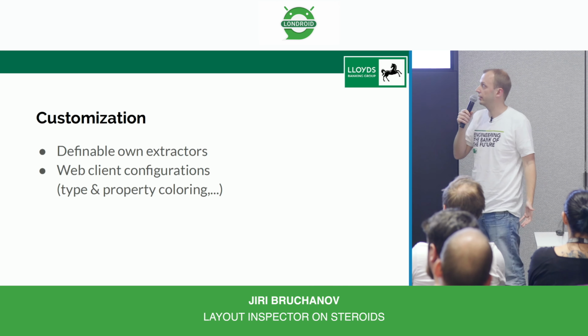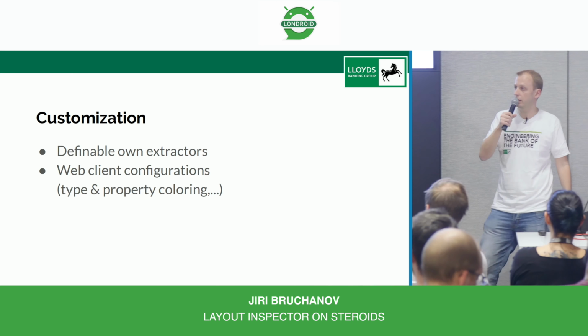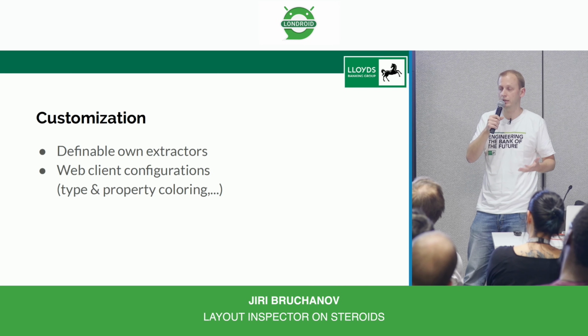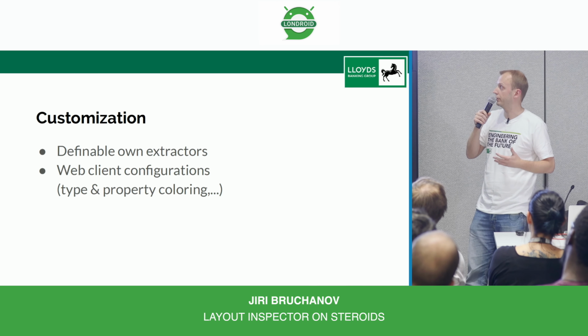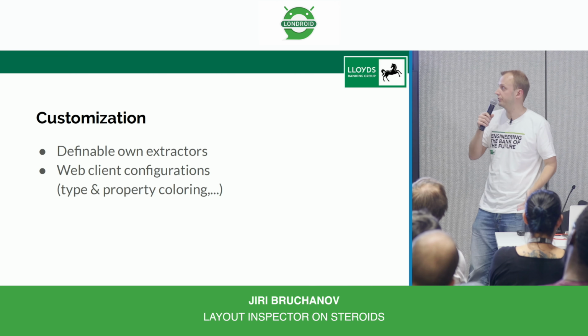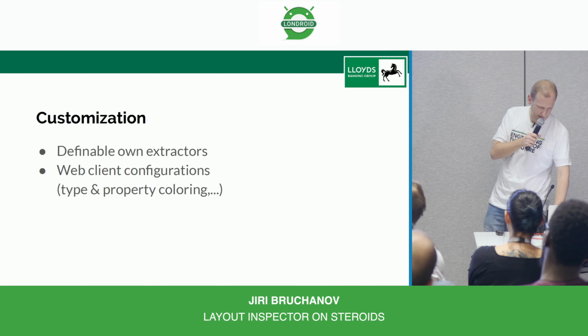There are a few configurations for the client, for example type highlighting, if you are interested in a specific type like a button. Or if you want to change the pointing cursor, you can change the color, if you had a super red app, which wouldn't work in my example.